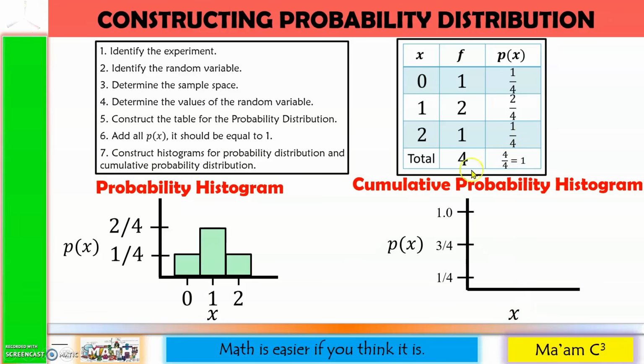Again, for our x, we have 0, 1, and 2. Let us draw. For 0, we have 1/4. This is cumulative, so for 1, we have 3/4. And for 2, we have 1. Again, this looks like a stair because this is cumulative.